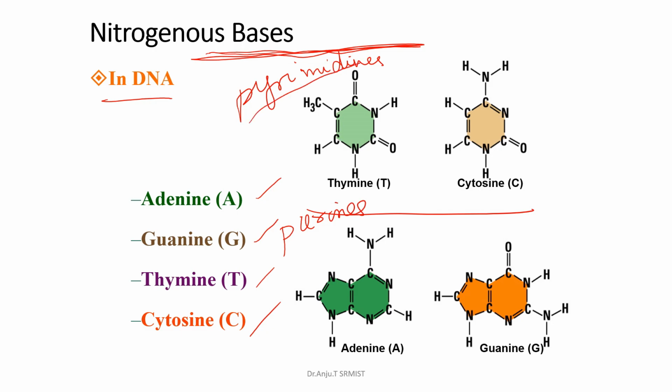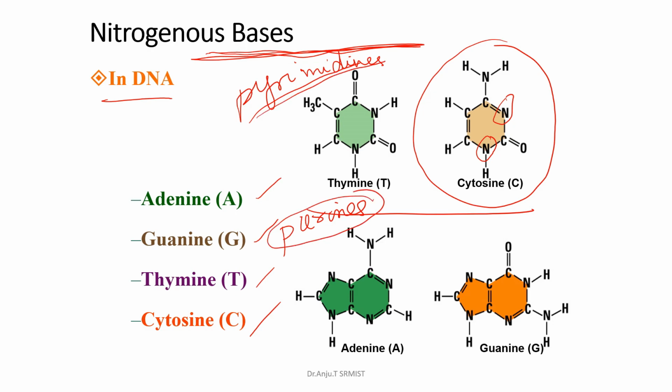Pyrimidines have a structure similar to that of a benzene ring. They are heterocyclic aromatic compounds, and they have nitrogen atoms at the first carbon and the third carbon position. Thymine and cytosine are pyrimidines. The purine nitrogenous bases have this pyrimidine ring fused with an imidazole ring. So it is also a heterocyclic aromatic compound containing a pyrimidine ring fused with an imidazole ring. Adenine and guanine are purines.